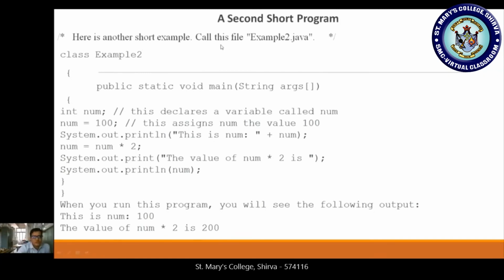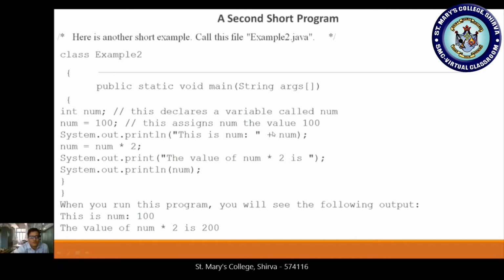Here it is, defining a documentation section, Example2.java, and I am starting with class followed by Example2 followed by an open curly brace. I am using the main method. Afterwards, open curly brace, I am declaring the variable. This declares a variable called num, and I am assigning the value 100 to num, and I am displaying the value of num. If you observe System.out.println here, we are taking two statements. Here the plus symbol is acting as a concatenation operation.